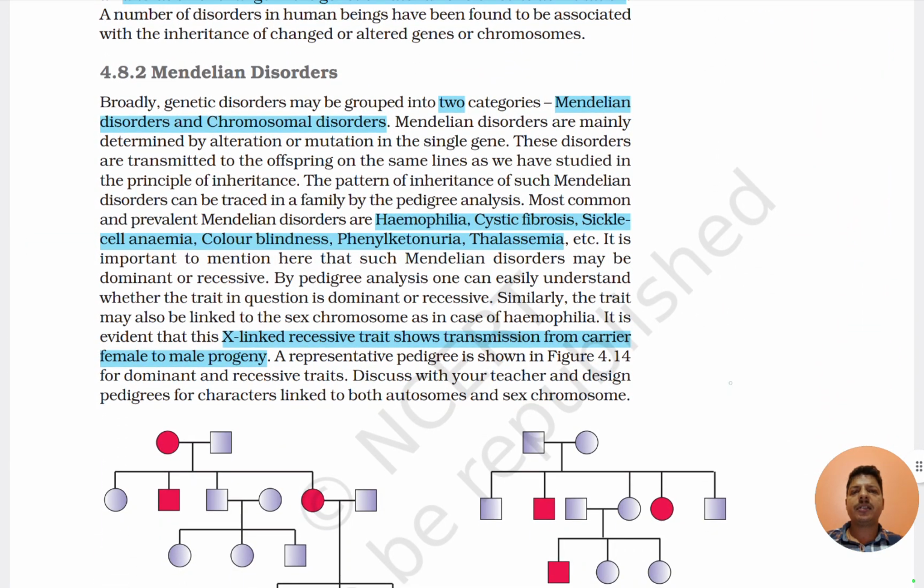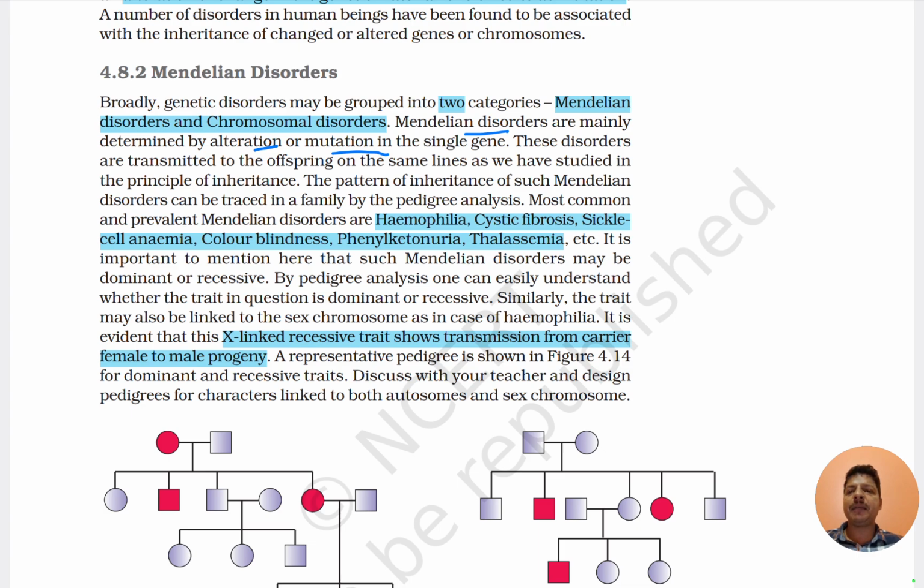On to disorders. Broadly, genetic disorders may be grouped into two categories: Mendelian disorders and chromosomal disorders. Mendelian disorders are mainly determined by alteration or mutation in a single gene. Remember, Mendelian disorders are mainly determined by alteration or mutation of a single gene. These are transmitted to the offspring on the same lines as we have studied in the principles of inheritance. The pattern of inheritance of such Mendelian disorders can be traced in a family tree by pedigree analysis.